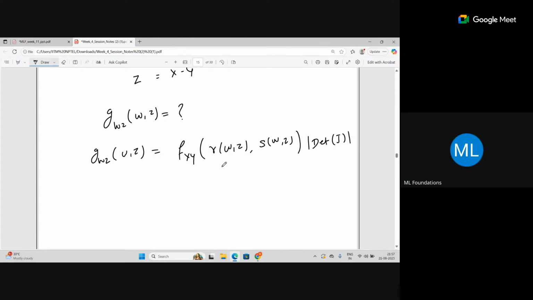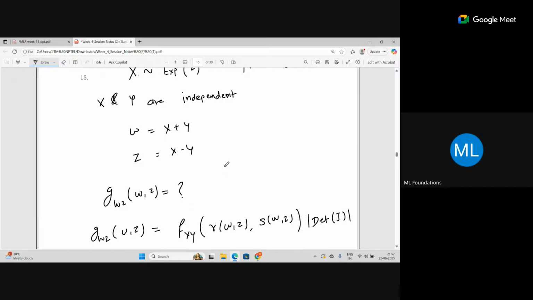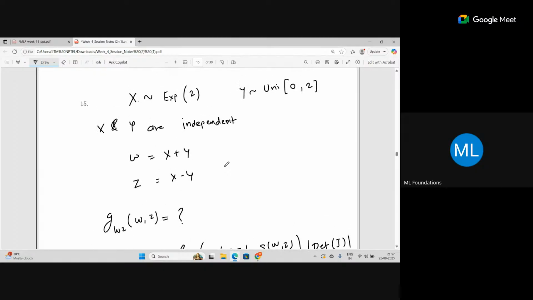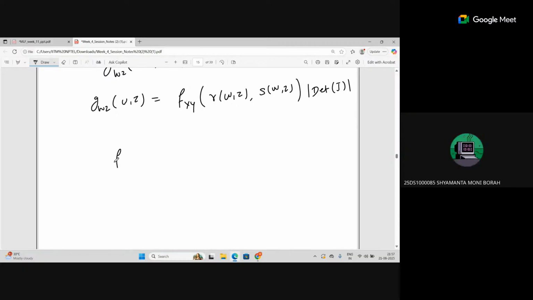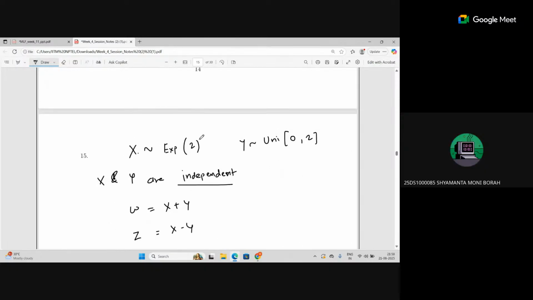Okay, have you guys tried it out? I hope you have tried it out. Let me solve it. Here x is given as this, but the joint density is not given explicitly. If they are independent, the joint density of x and y is basically the product of their PDFs, f of x times f of y. And what is f of x here? It is 2e to the power minus 2x.